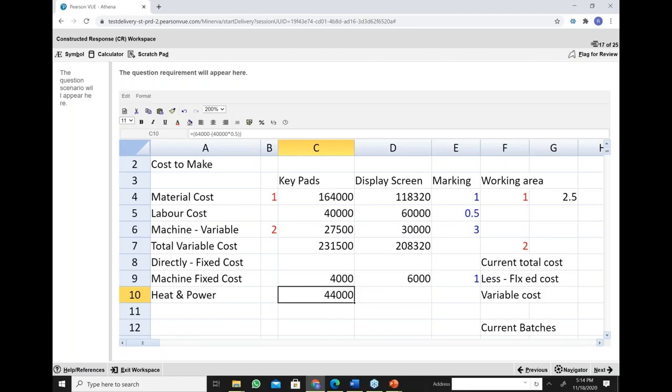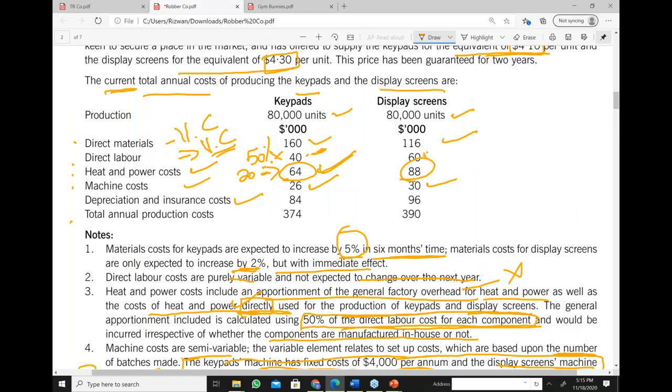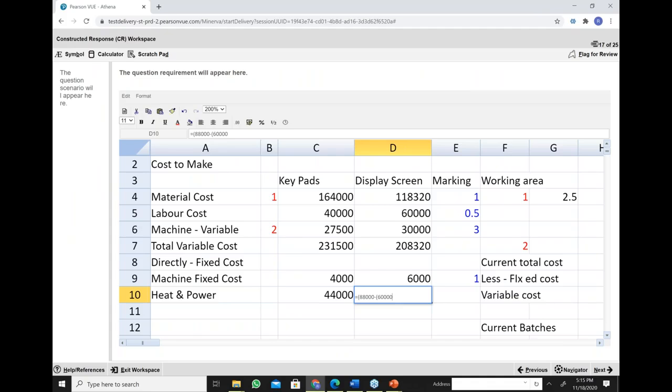Same for the second one. 88,000, bracket open, 88,000 minus, what is the labor cost of display screen? It's 60,000, right? 60,000 multiplied by 0.5, and 58,000 is the figure. Here we go. So we are getting again 1 mark for this as well. So 1 mark for this calculation as well.